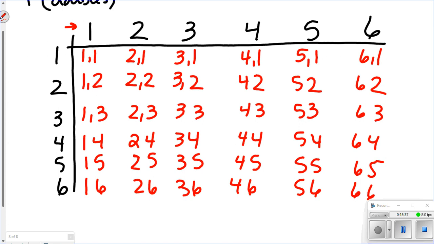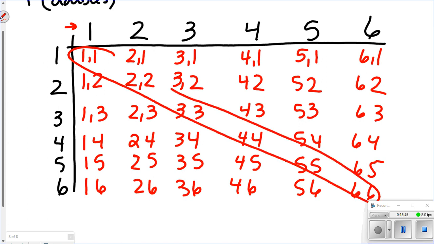I can see all my sample space. So I want to know the probability of me rolling doubles. Well, here are all my doubles. Okay, and how many possibilities do I have? Well, I know I have 36 possibilities because I have 6 rows and 6 columns, so I have 36 possibilities. My probability of rolling doubles, well, how many doubles do I have?